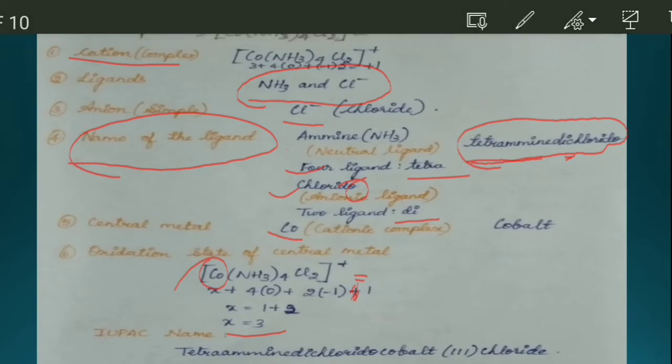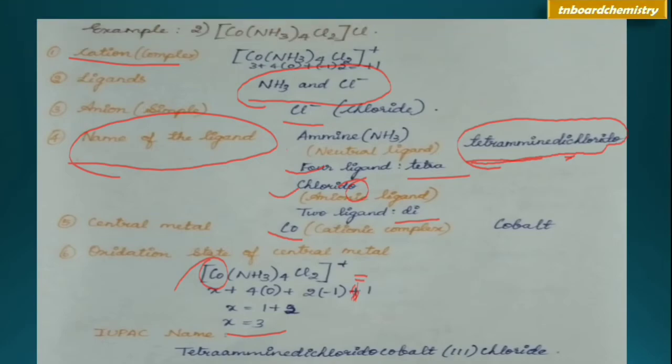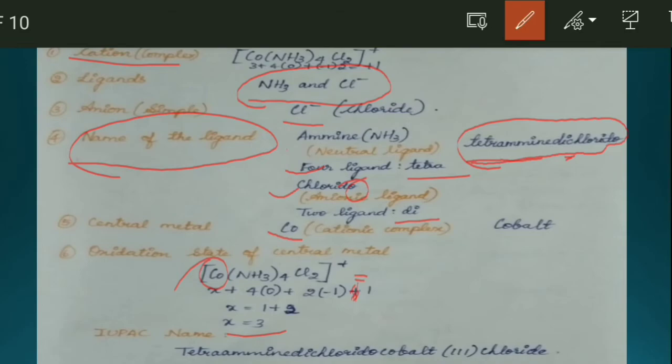So, next we are going to name the complex. How we are going to name? First, we have to write the cation.